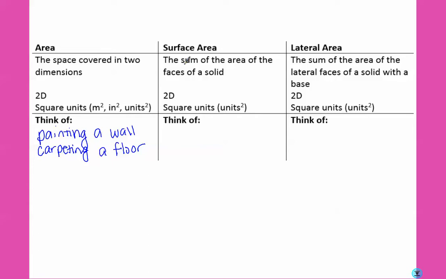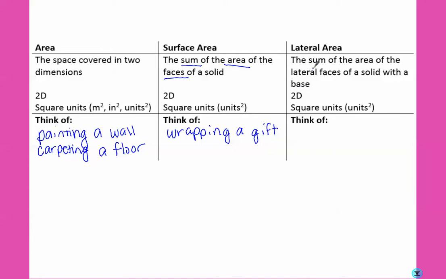Surface area is the sum of the area of all the faces of a solid. It's still 2D units, so square units. It's something like how much wrapping paper you would need to wrap a gift, where we're just covering the entire outside, or how much paint it would need to cover a block.